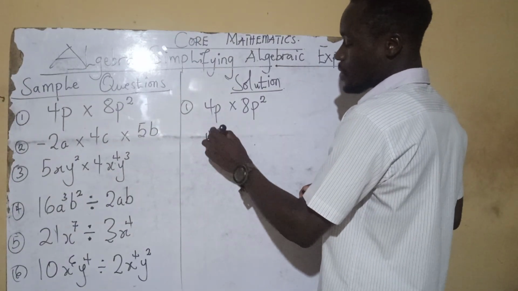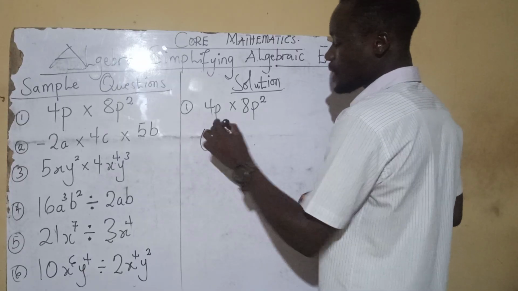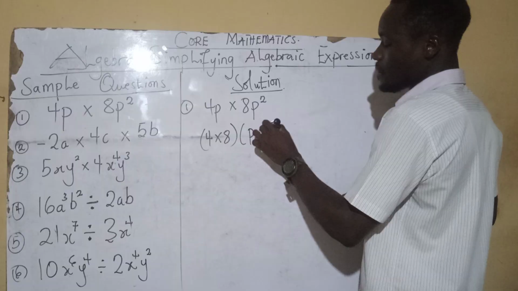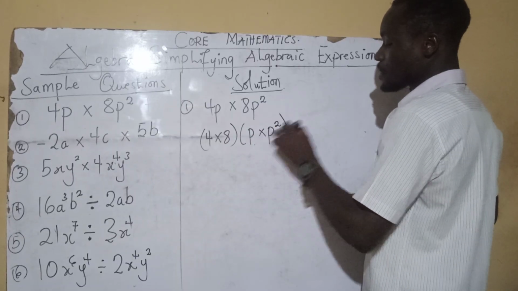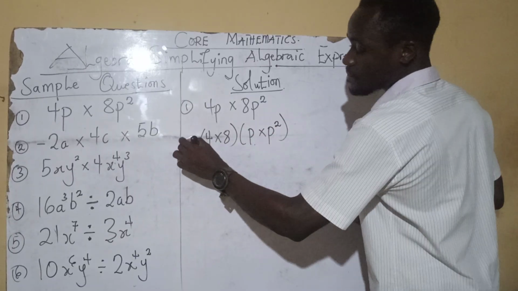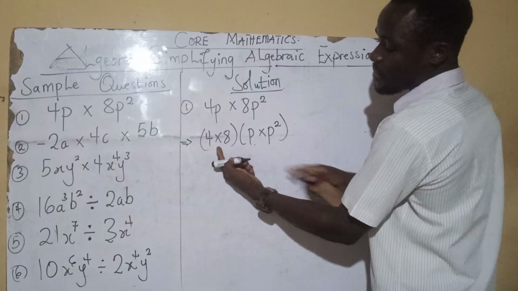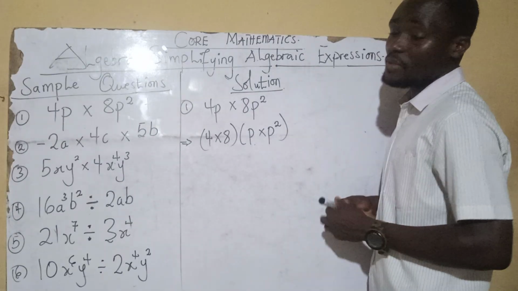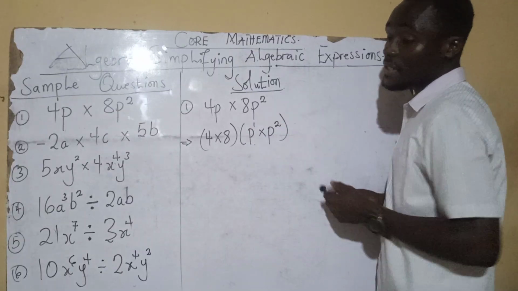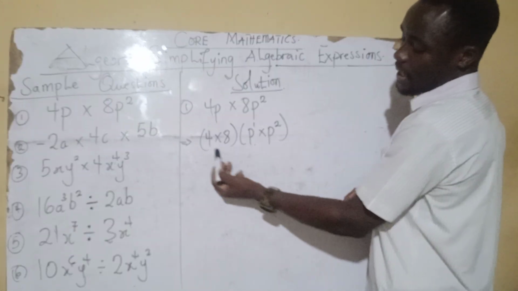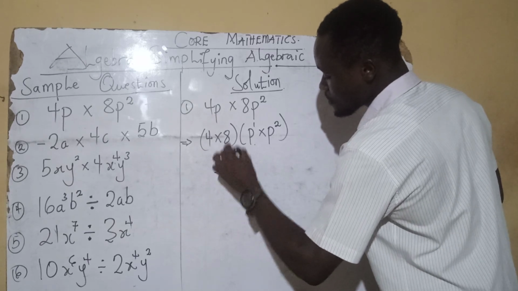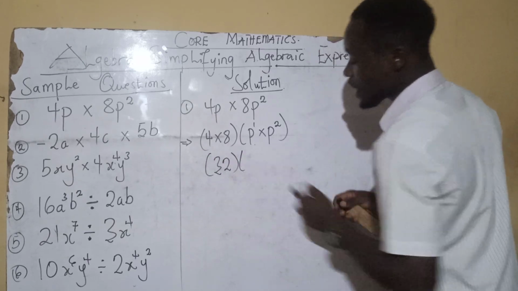I have 4 multiplying 8, and I'll put it in brackets. Now open another bracket: p multiplying p squared. Have it in mind that what I have here means this whole thing is multiplying this, and I've not changed anything. The power of the p here is 1. If I multiply 4 times 8, it gives me 32, which I will still keep in a bracket.